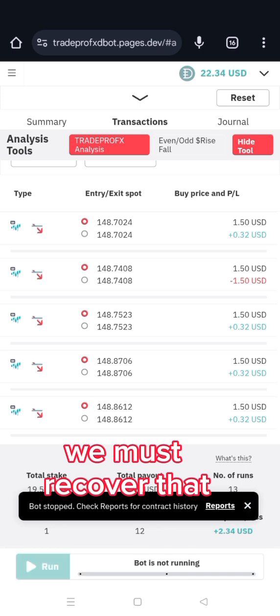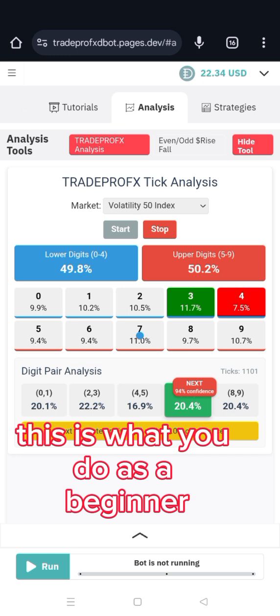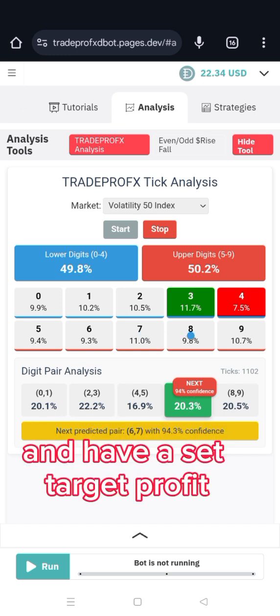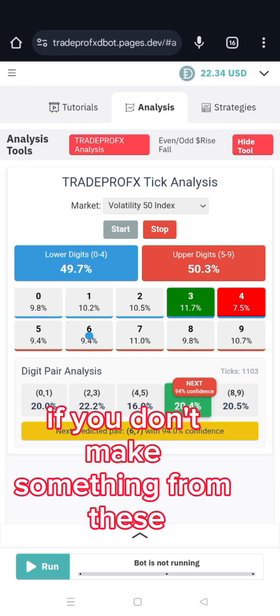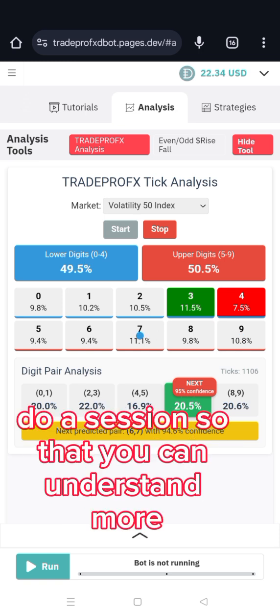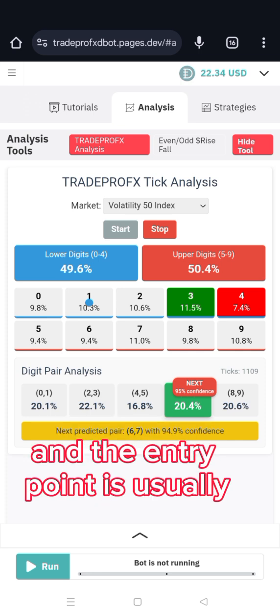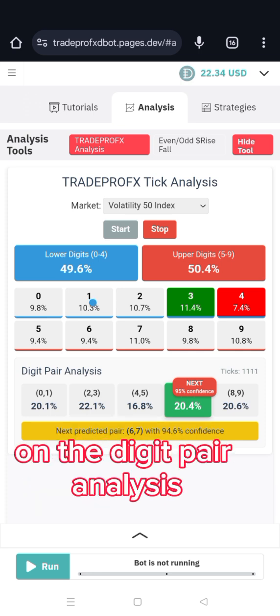We must recover that. So this is what you do as a beginner, and have a set target profit. If you don't make something from this, just comment below and tell me to guide you. Maybe we can do a session so that you can understand more. So you either trade over 2 or under 8, and the entry point is usually on the digit pair analysis.